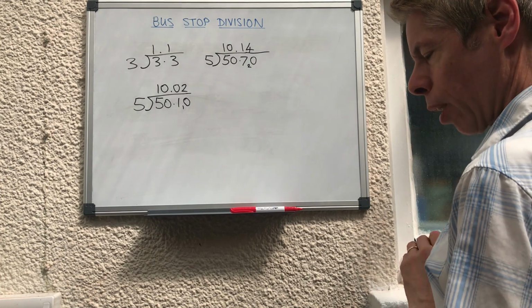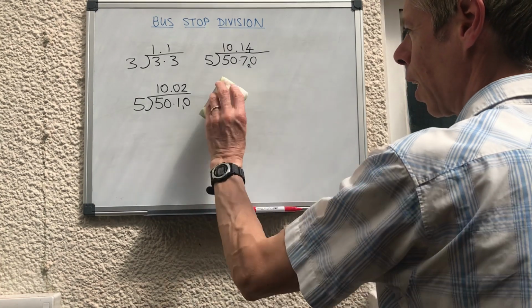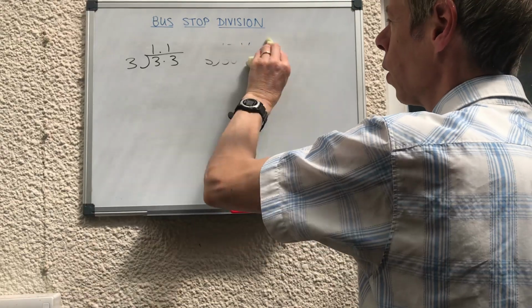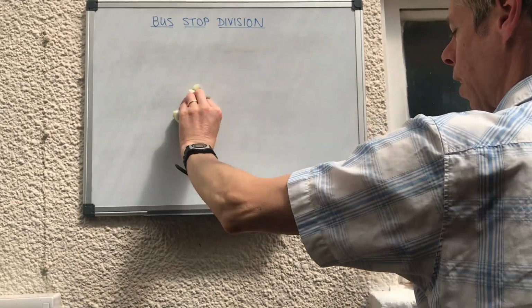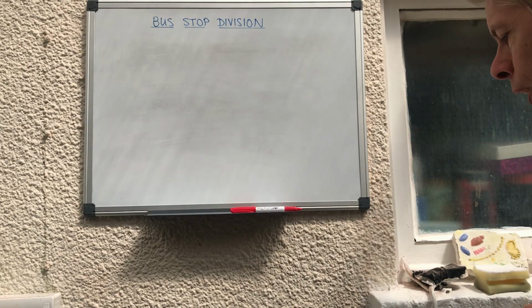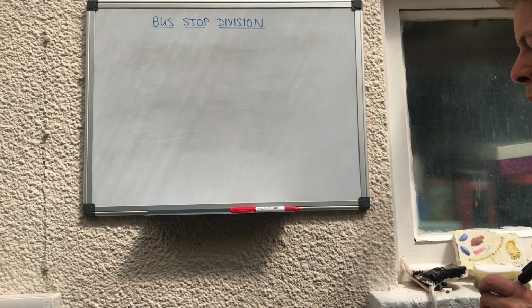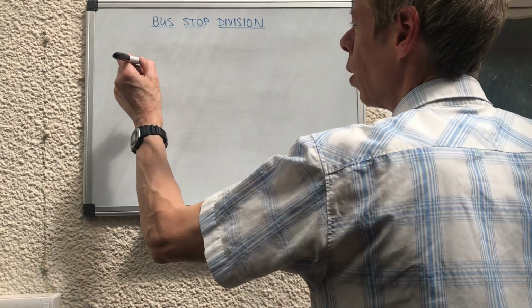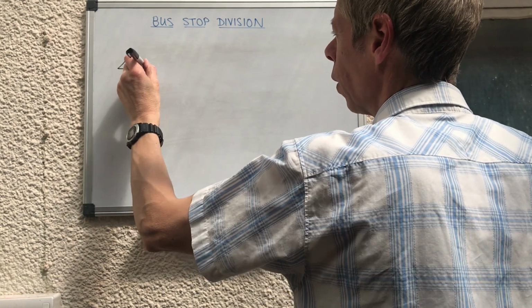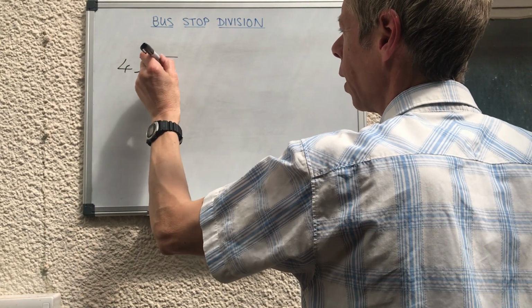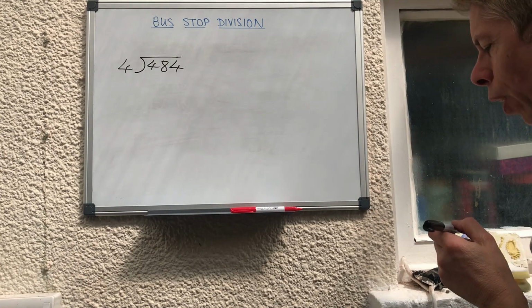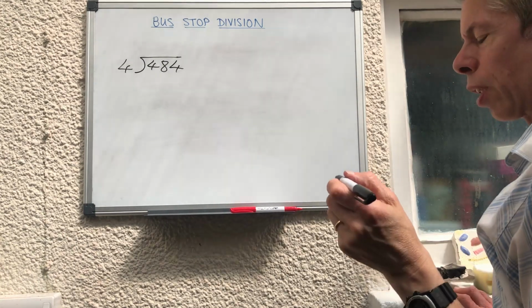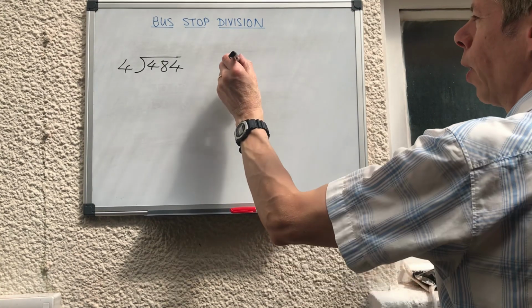Right, that was a quick tour through bus stop division. As I said, there are a whole series of videos on that. So now we're going to come to the test. So here are some test questions on bus stop division. So first of all, how many 4s go into 484? If you haven't gone to get your pen and paper, make sure you've got it now. So start that question while I write up the rest.